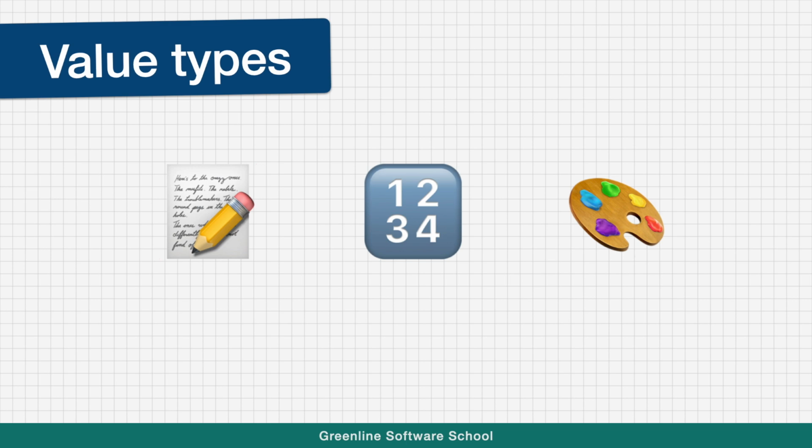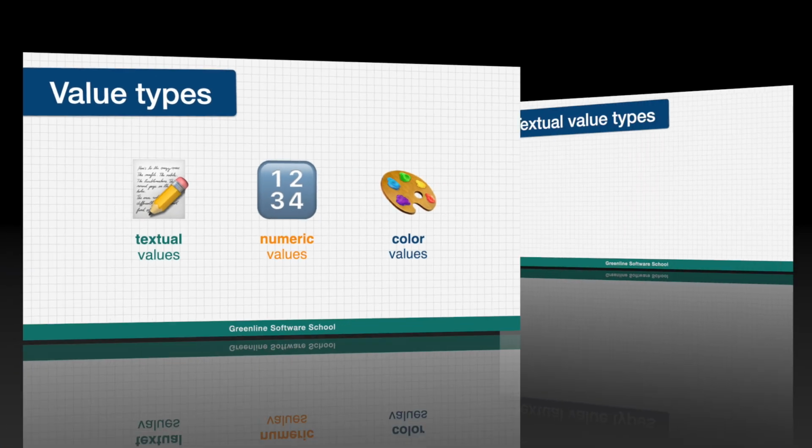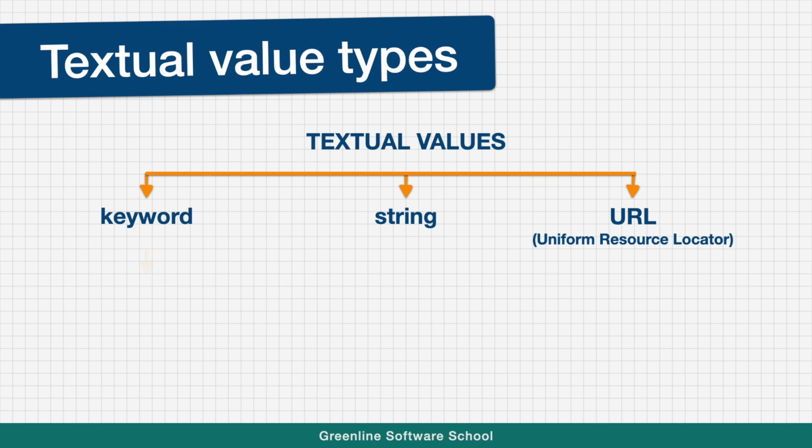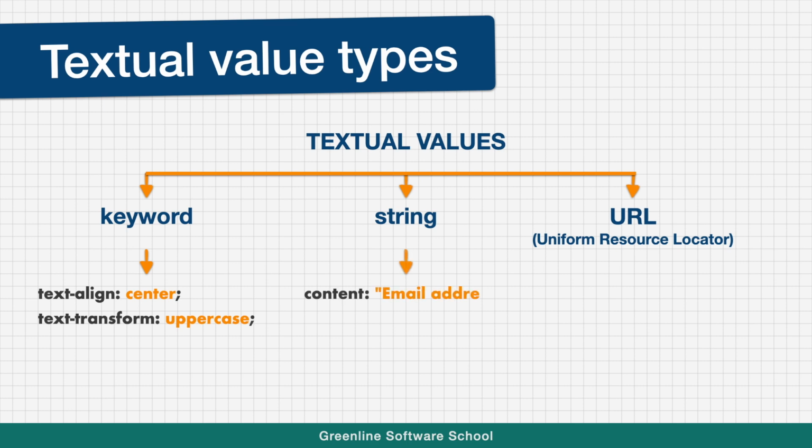The most prevalent value types include textual, numeric, and color values. Textual values encompass CSS keywords, strings, and URLs. CSS keywords don't need quotes. Strings usually need quotes. URL is used to specify the path to a file.